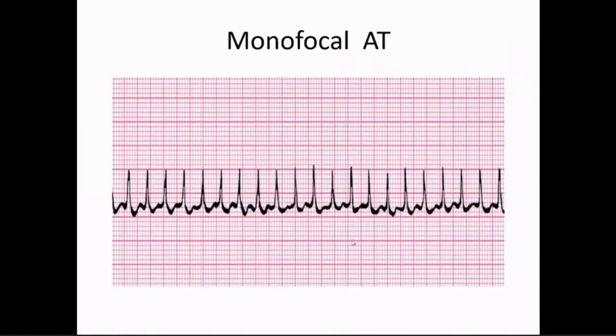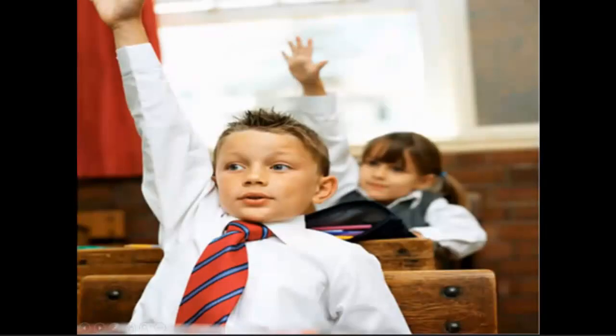This is an example of monofocal atrial tachycardia. Here there is one P wave that you see coming out all of a sudden, monofocal atrial tachycardia. And this finishes my lecture. If there are any questions, I can hear from you.